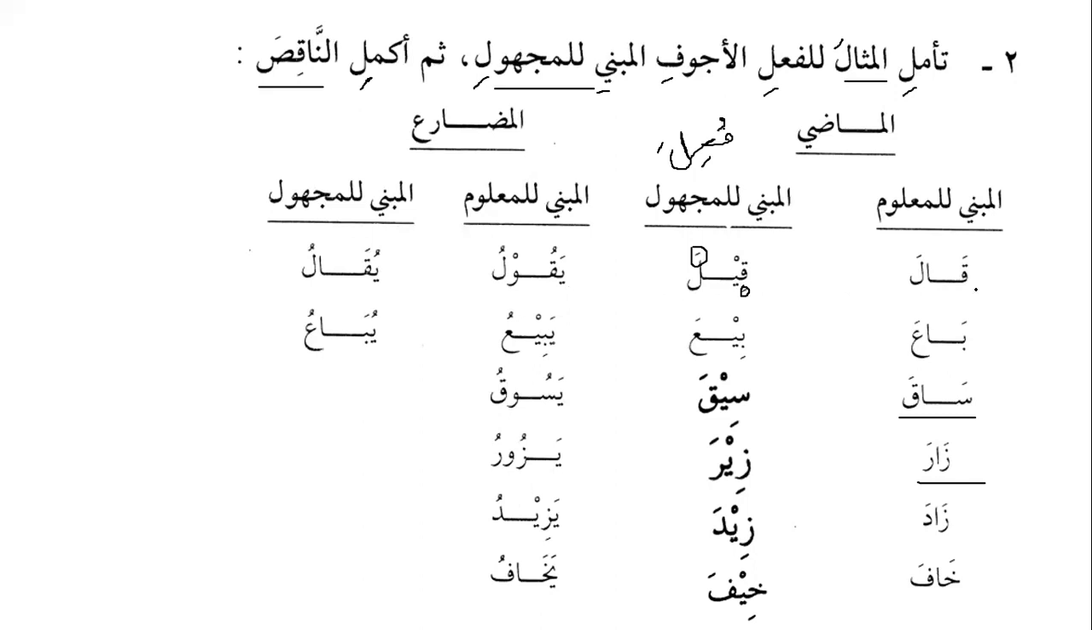From qala we have yaqulu, from ba'a we have yabi'u. Qala yaqulu, we know this is ajwaf wawi, and ba'a yabi'u, this is ajwaf ya'i. How do we know whether it is ajwaf wawi or ajwaf ya'i? You have to change it into the present tense. Most of the time, when we look at the present tense, if the waw is there, it will be shown, and if the ya is there, it will be shown. Similarly, saqa yasuqu.